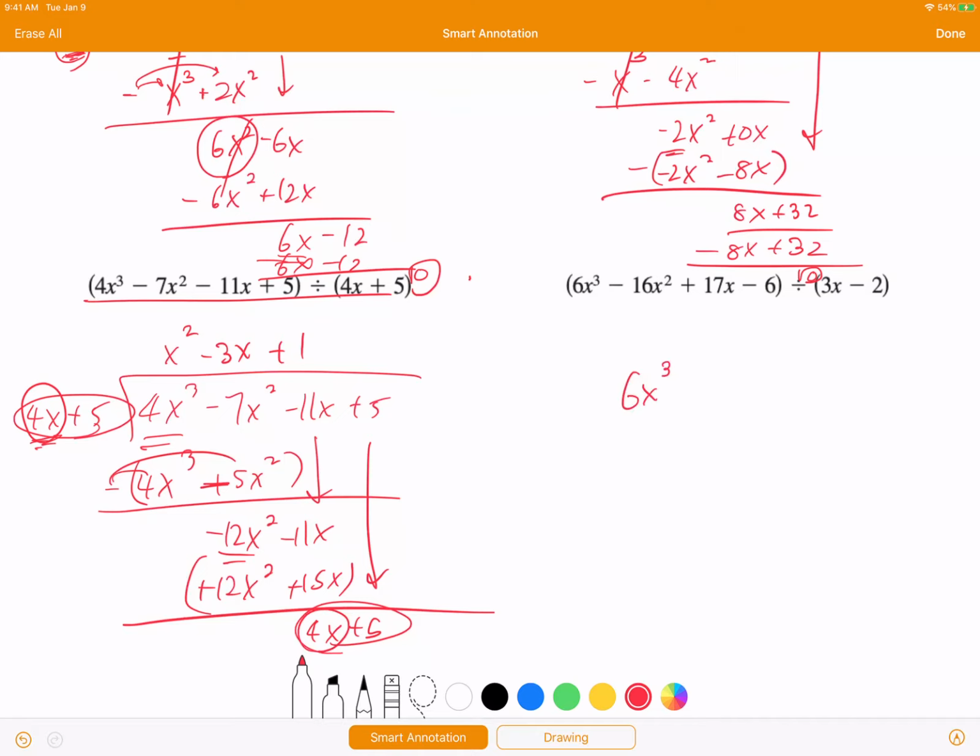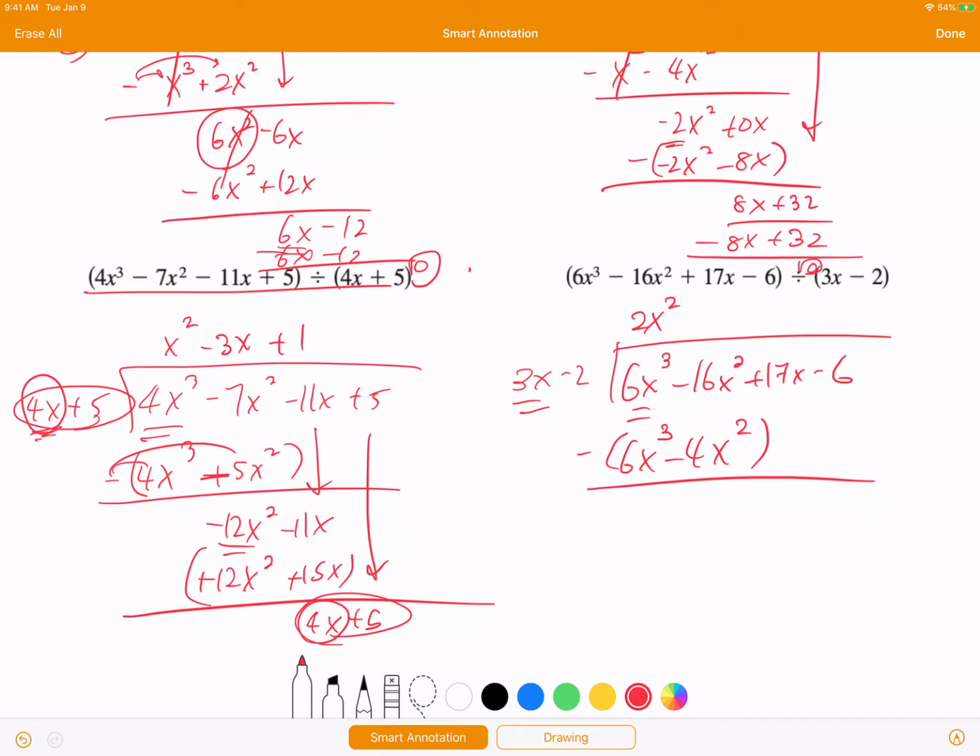Last one, 6x cubed minus 16x squared plus 17x minus 6. We will divide this by 3x minus 2. So here, 3x fits in 6x cubed 2x squared times, 6x cubed minus 4x squared. Distribute the negative sign here. These two will cancel out, minus 12x squared plus 17x.